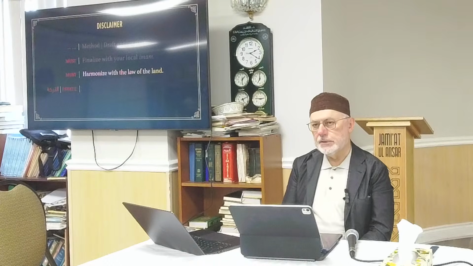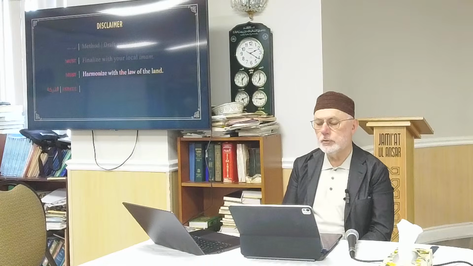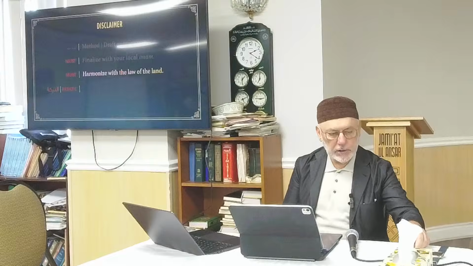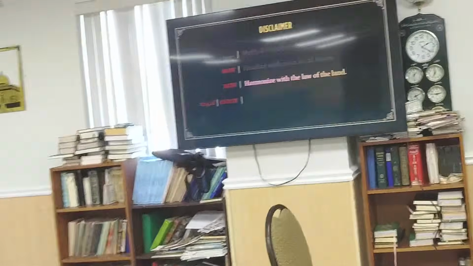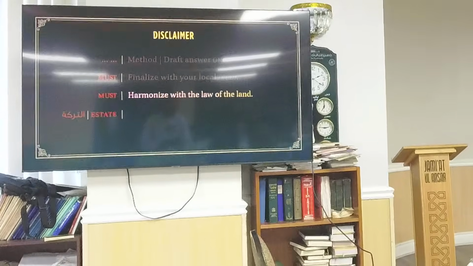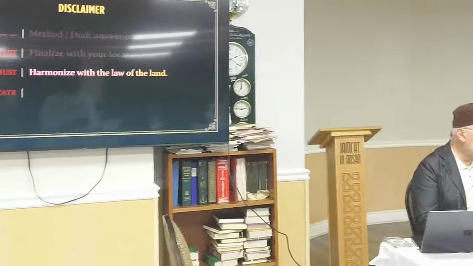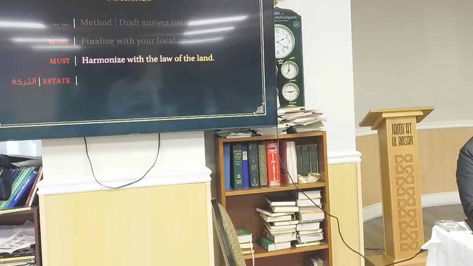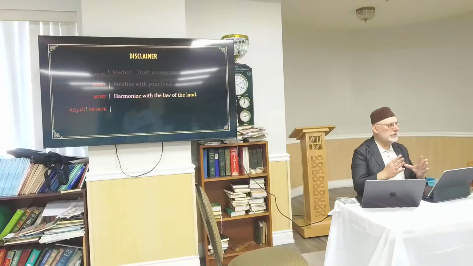I know if you're from Syria or Egypt or Lebanon or Kuwait or those countries, you need to know the law of those lands, their law of inheritance, because their law of inheritance is a hybrid between the four schools. So the answer you may get from your imam may not align perfectly with the law of the land, and it needs to be aligned.